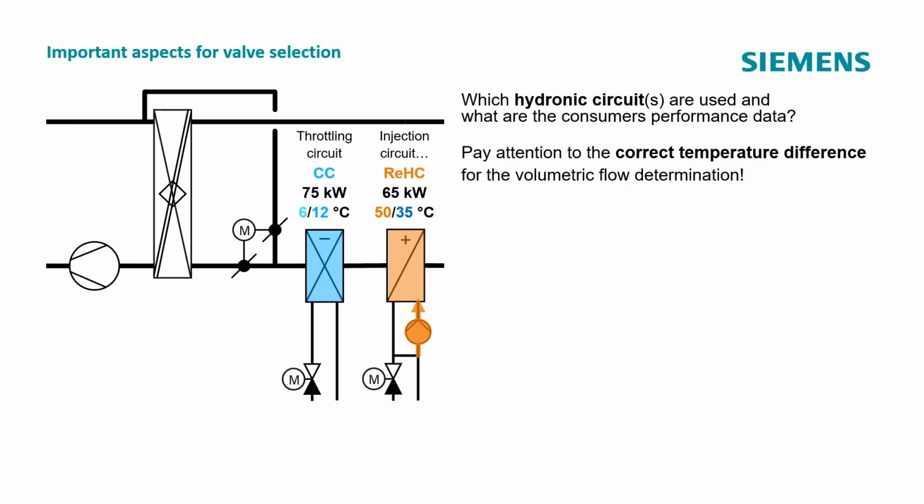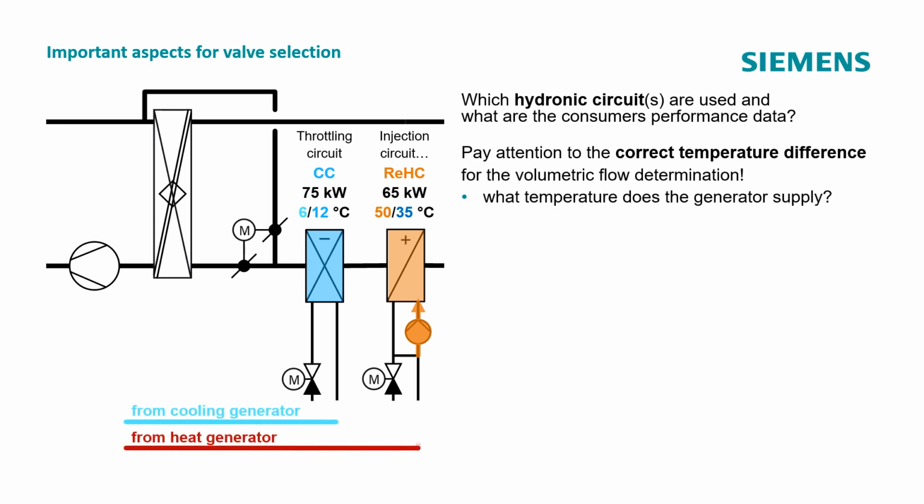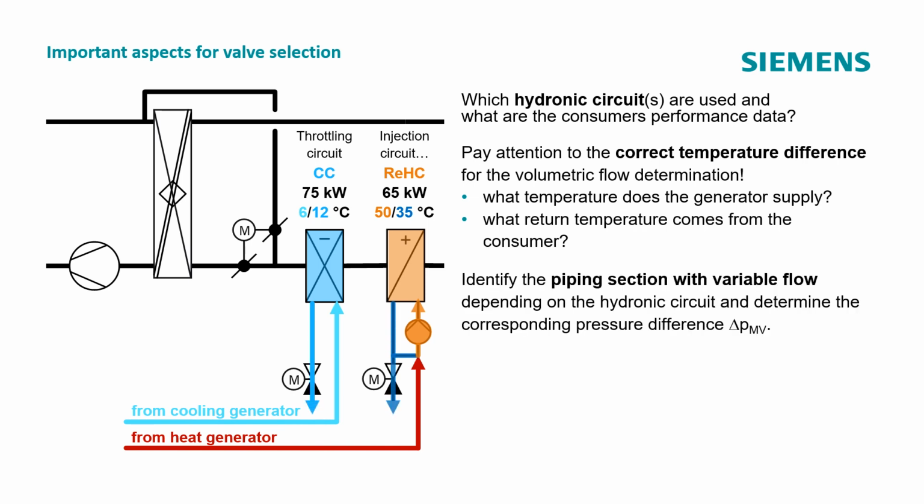Pay attention to the correct temperature difference for the volumetric flow determination, that means, what temperature does the generator supply? What return temperature comes from the consumer? Identify the piping section with variable flow correctly depending on the hydronic circuit, and determine the corresponding pressure difference delta PMV. The valve authority PV should be equal to or greater than 0.5, or in other words delta PV 100 should be equal to or greater than delta PMV.